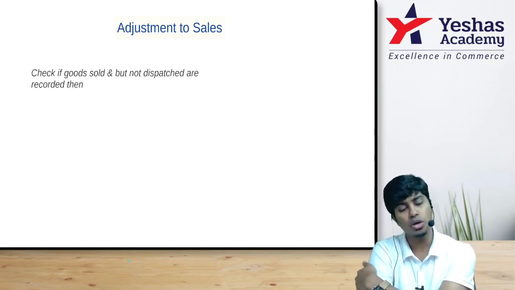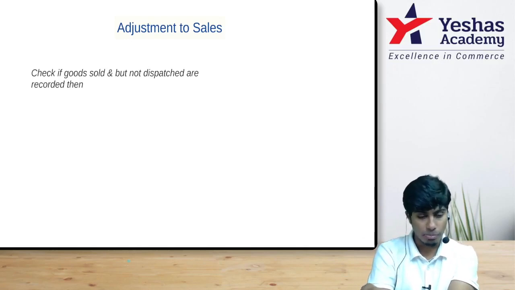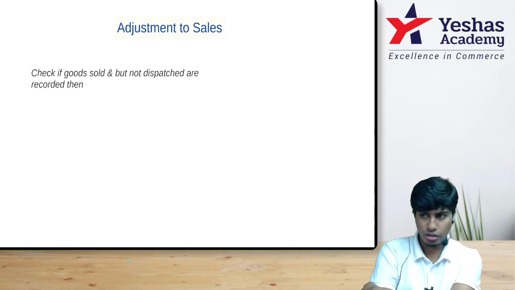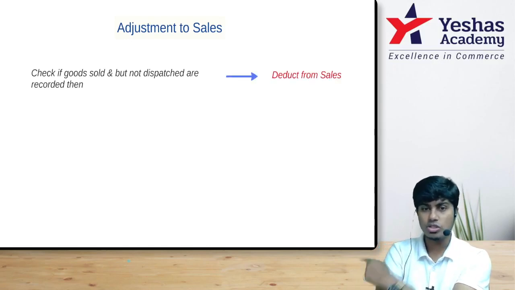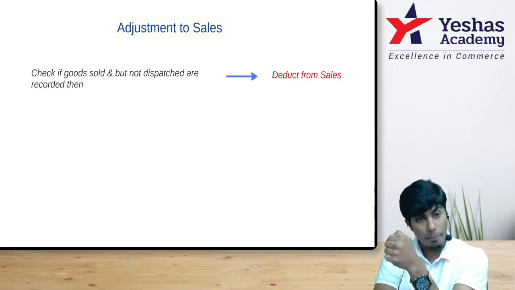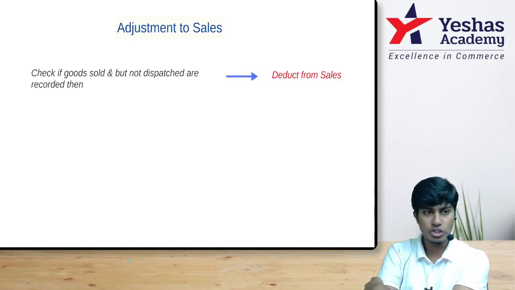Read it. Check if goods sold but not dispatched are recorded. If they've recorded, not good. If they've recorded, what do we do? Deduct it from sales, because those goods are in your godown. It should form part of your closing stock. You get an insurance claim on that.